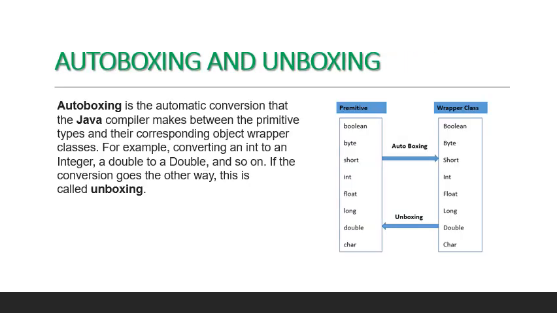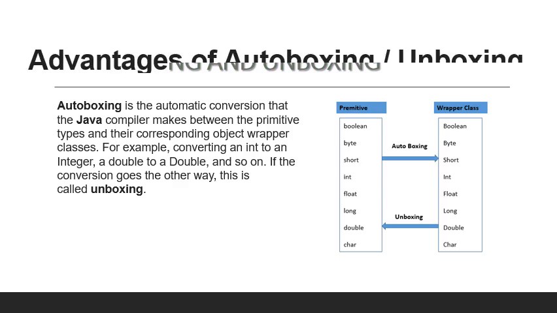And what do you mean by autoboxing and unboxing? Autoboxing is the automatic conversion that the Java compiler makes between the primitive type and the corresponding object wrapper class. For example, converting an int into an Integer, a double into a Double, and so on. If the conversion goes the other way, it is called unboxing. Means the vice versa process of autoboxing is known as unboxing.